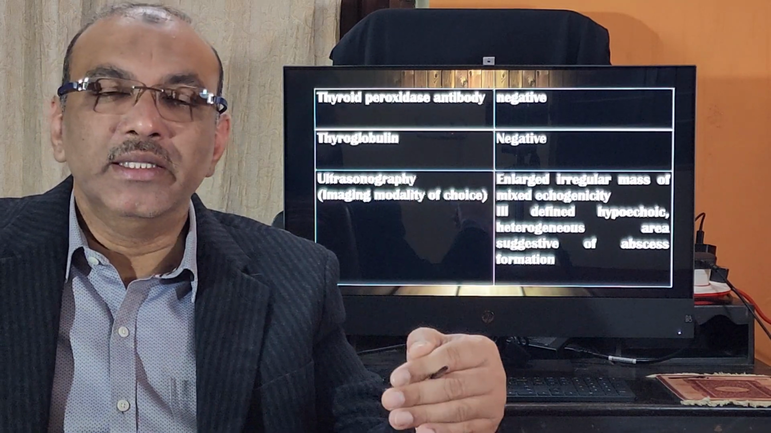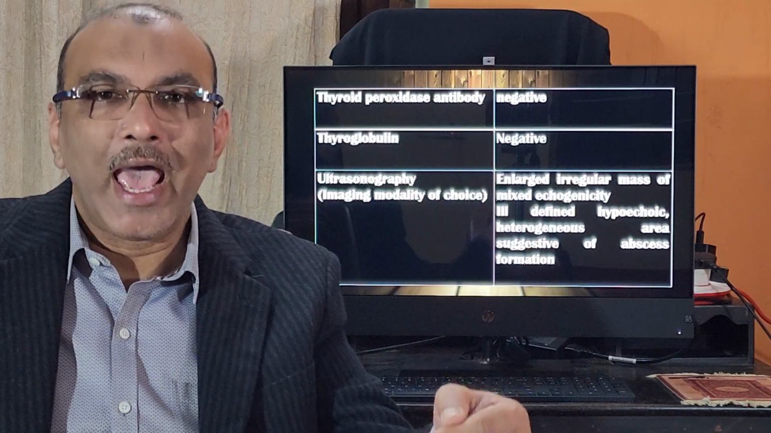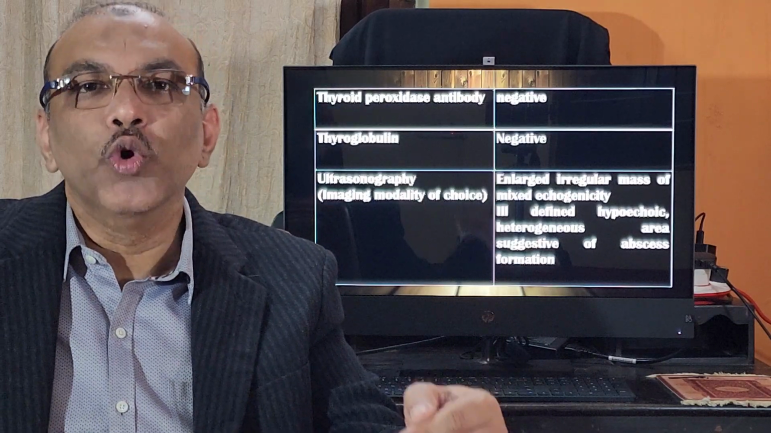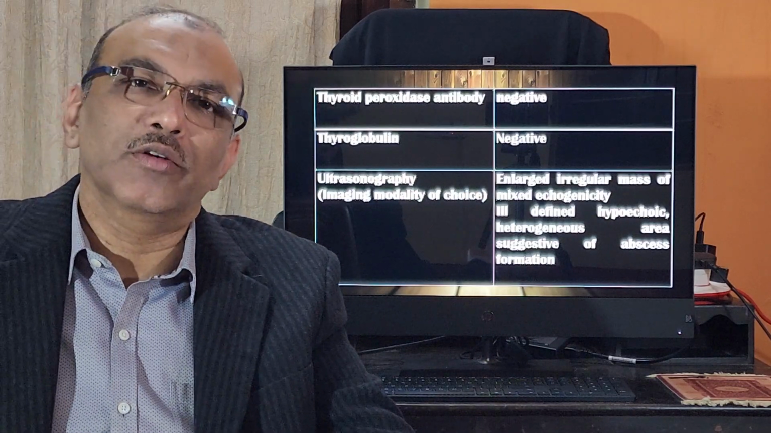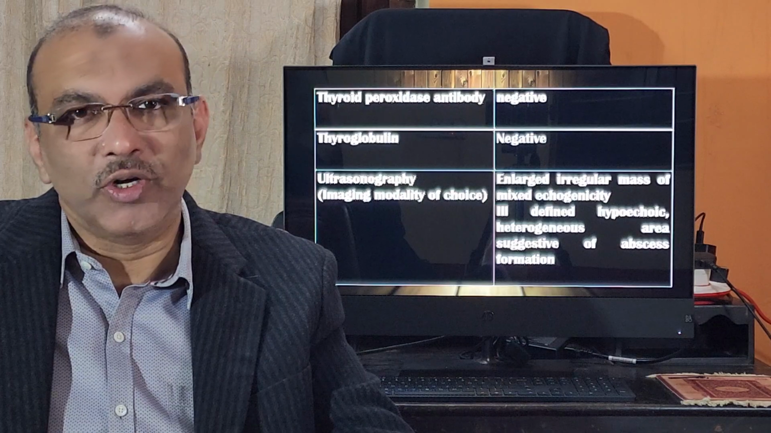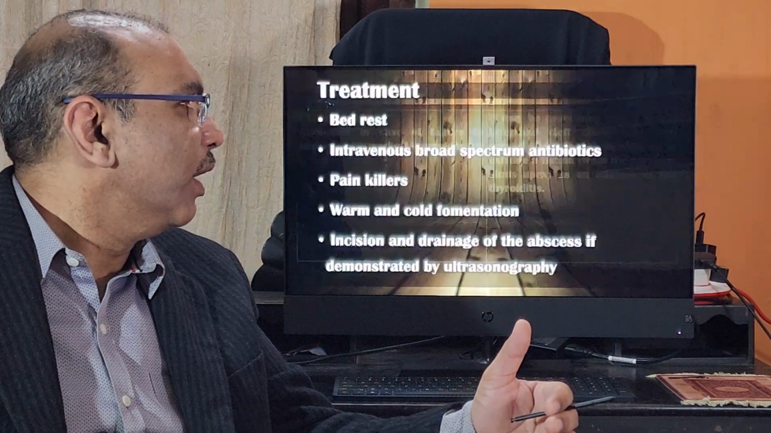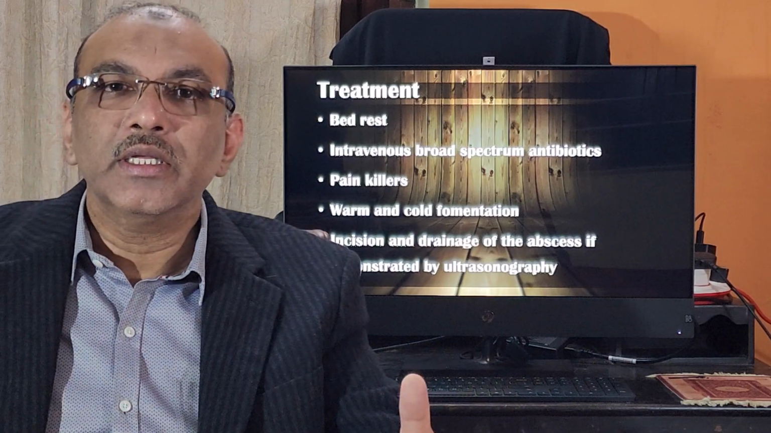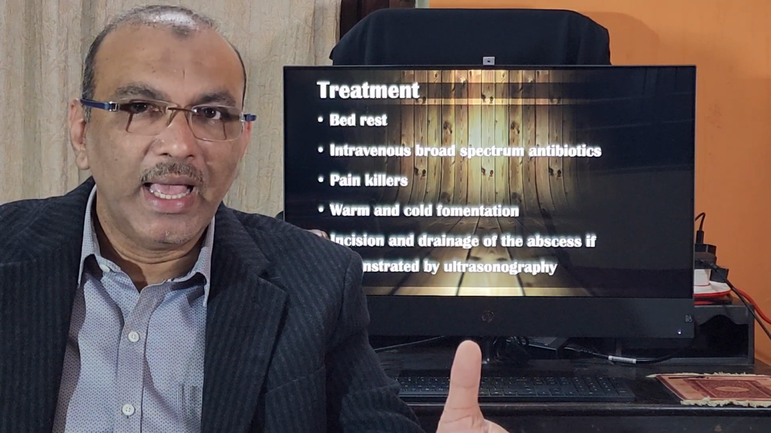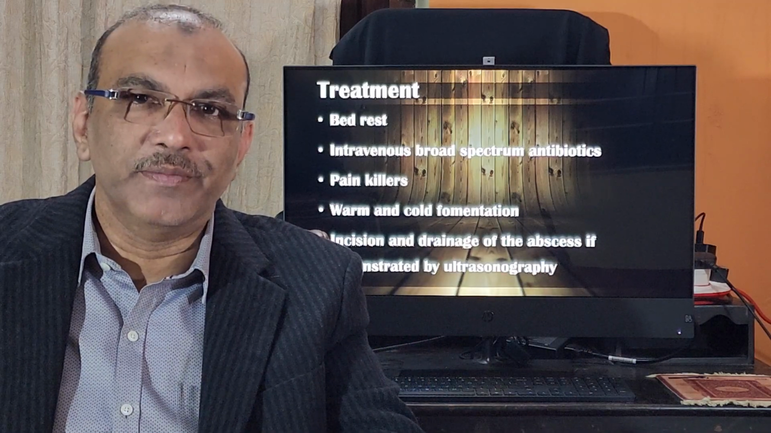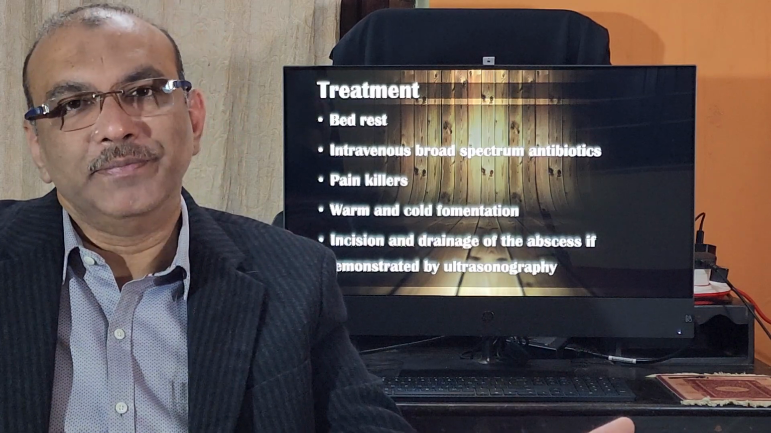Suppose in the ultrasound scan, it has shown a suspicion of abscess formation, then we will go ahead and do a CT scan of the neck with contrast to confirm the diagnosis. Usually, CT scan is not necessary. Now coming to the treatment. We have come to a diagnosis and the patient's main complaint is pain and we know the cause is bacterial infection. So what we need is a high dose of antibiotic and painkiller.